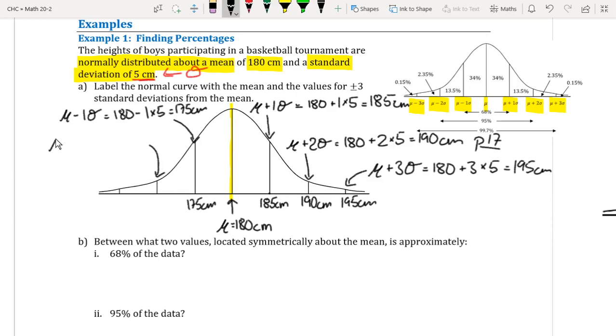This is going to be 2 standard deviations below the mean. It's going to be 180 minus 2 times 5. That's 170. And then finally, we have 3 standard deviations below the mean, which is 180 minus 3 times 5, which is 165 centimeters.